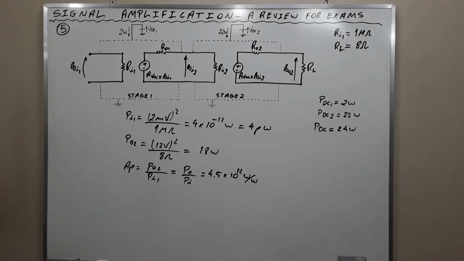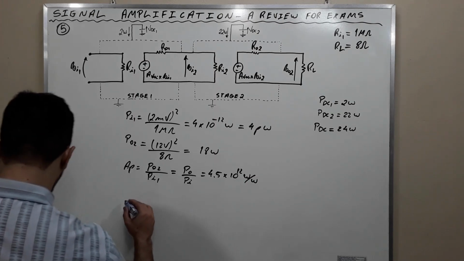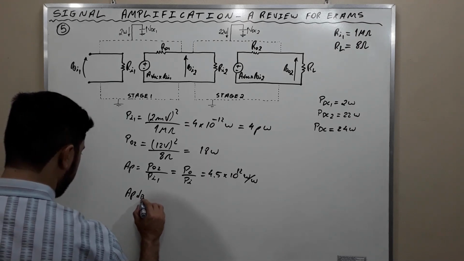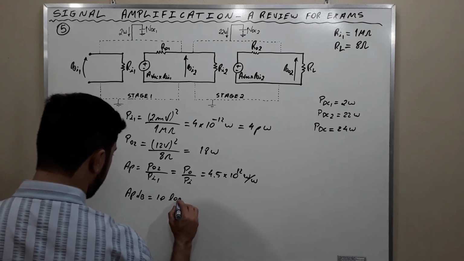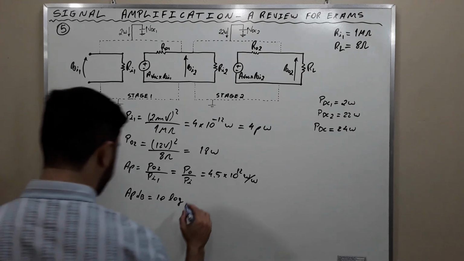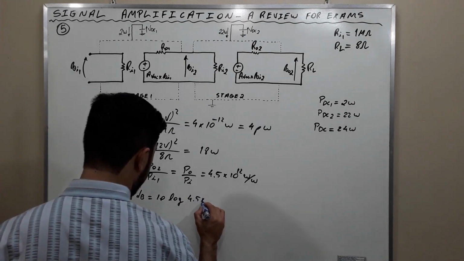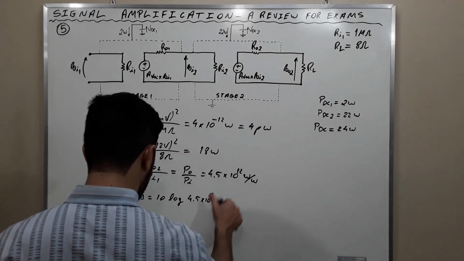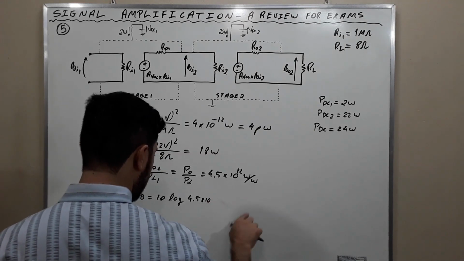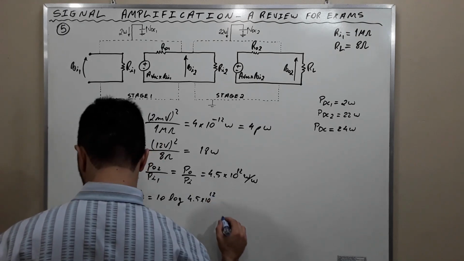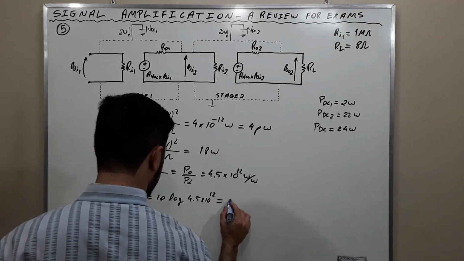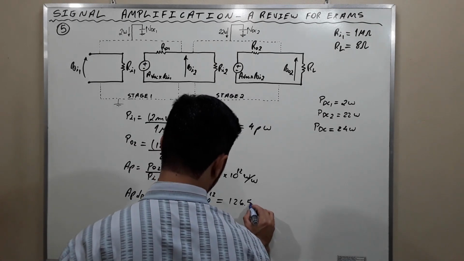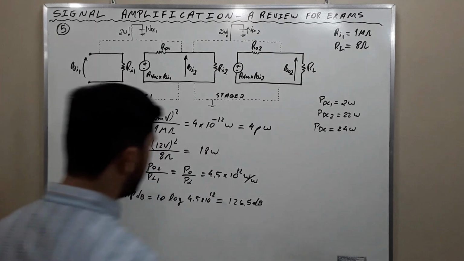Which in decibels is, let's put it in decibels, 10 times the logarithm of 4.5 times 10 to the 12th, which is equal to 126.5 decibels.